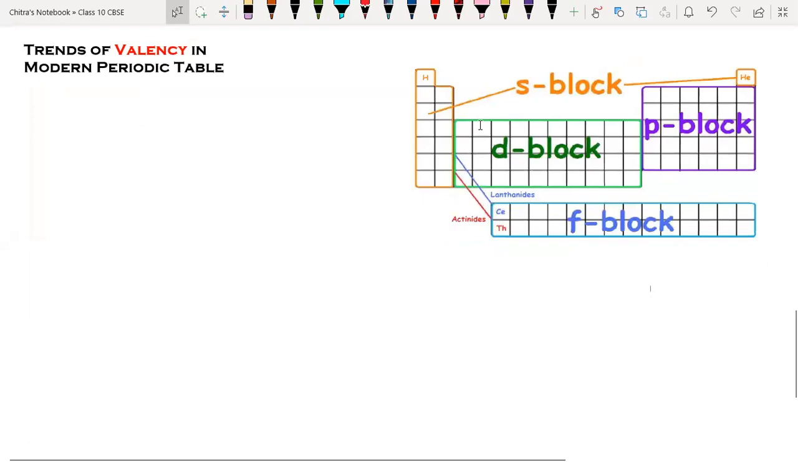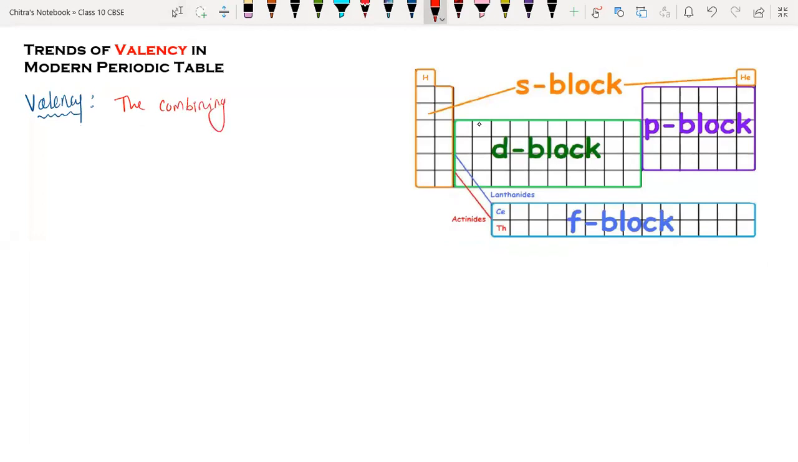Now we are going to understand what is valency and how it varies in groups as well as in period. So first we have to understand what is valency. Valency is the combining capacity of any element. The combining capacity of an element is called valency.